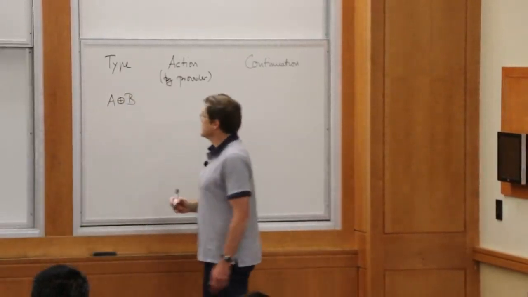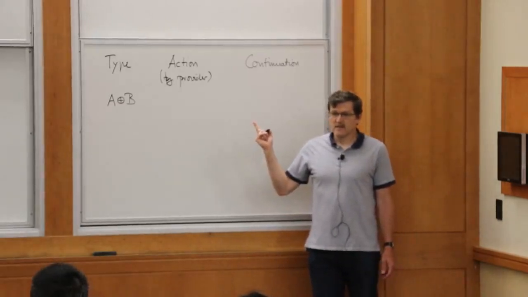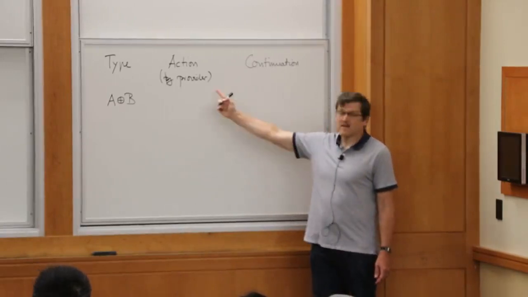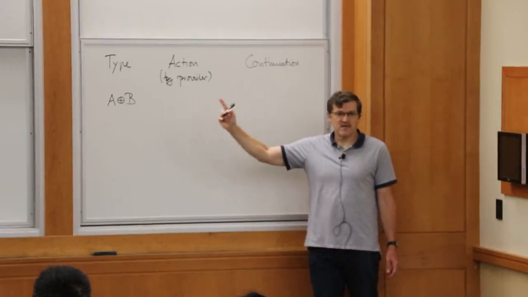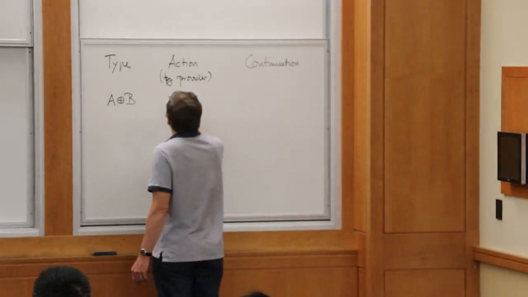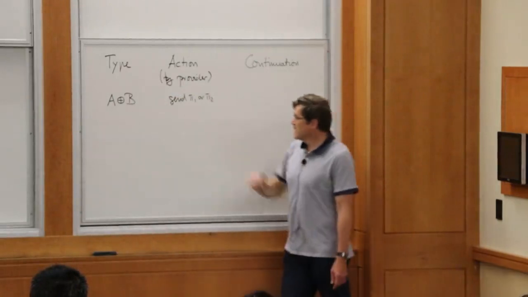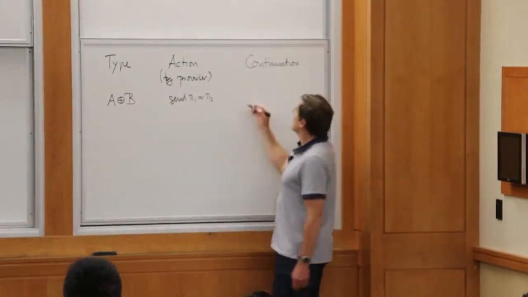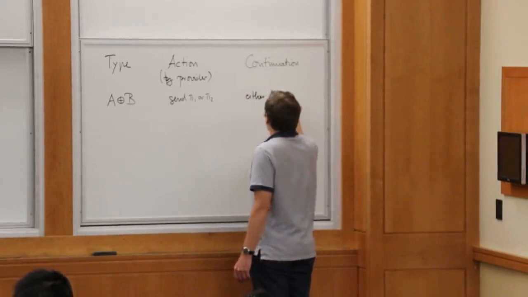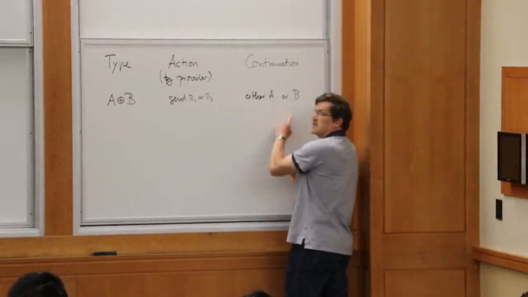A with B, internal choice. Okay, what's the action? That's not by the provider, that's by the client. So the provider sends either pi 1 or pi 2. Right? It sends, okay, so send pi 1 or pi 2, or in general some label from a finite set. And then the continuation is either of type A or type B. If you send pi 1, then the continuation is A. If you send pi 2, continuation is B.